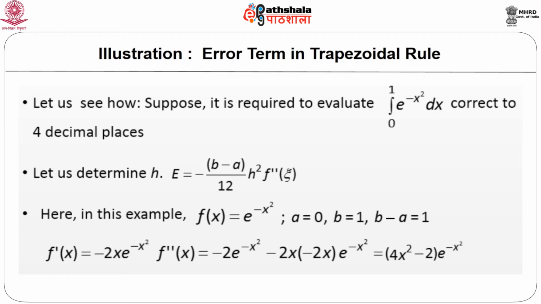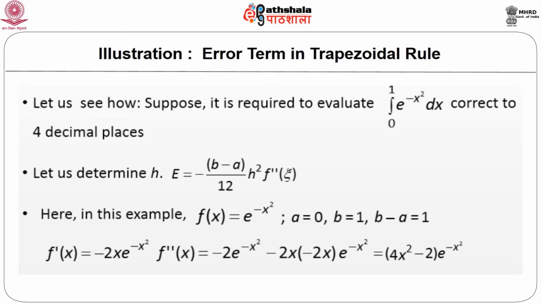Suppose we are required to evaluate the integral from 0 to 1 of e raised to minus x square dx correct to 4 decimal places. As our objective is to get the answer correct to 4 decimal places, our error term should be less than half into 10 raised to minus 4. So we need to choose an h in such a way that we know the error will not exceed half into 10 raised to minus 4. So, let us calculate the error term.